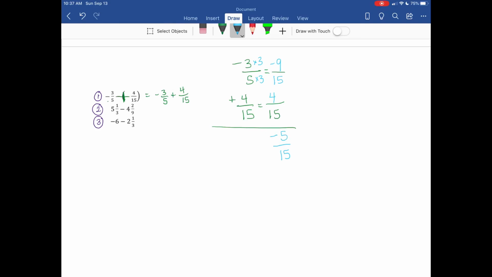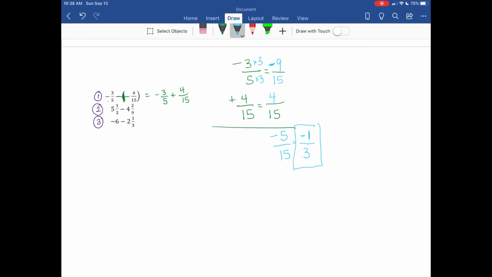So 9 minus 4 is 5, and since 9 is the larger one and it's negative, my answer is -5/15, but I can reduce that because those two numbers have something in common. What's that common factor? It's 5. 5 goes into 5 once, so 5 divided by 5 is -1, and then 15 divided by 5 is 3. Bloop. So that's my answer for the first one.